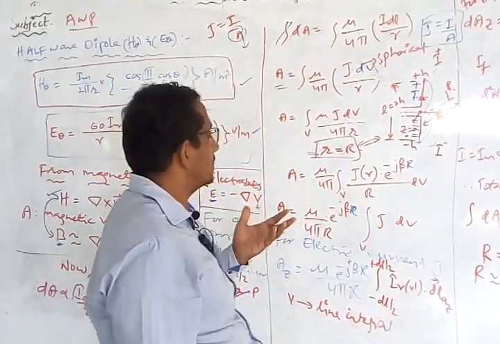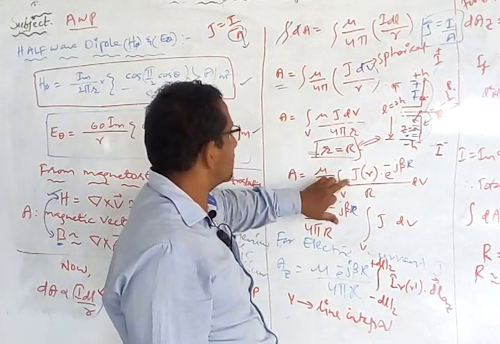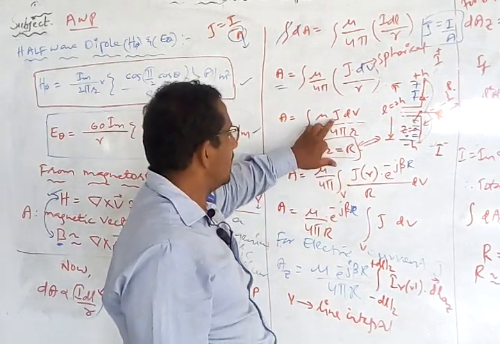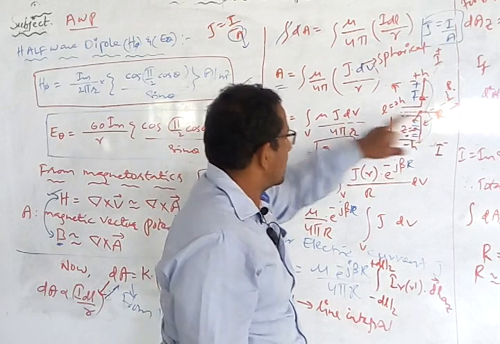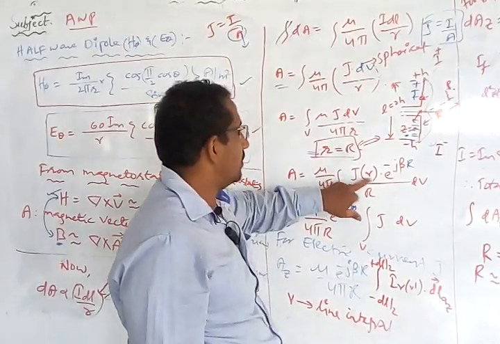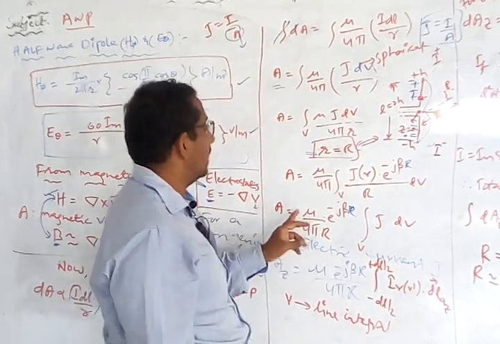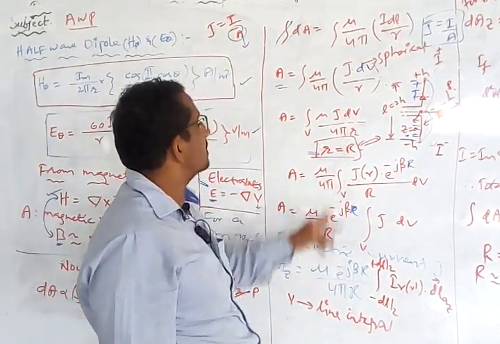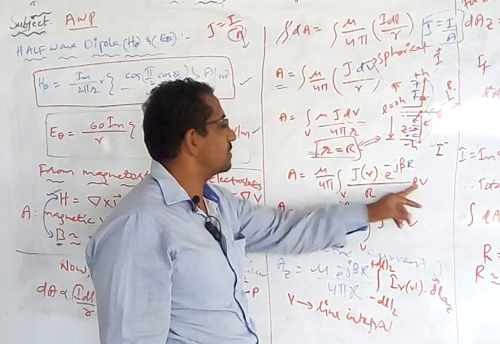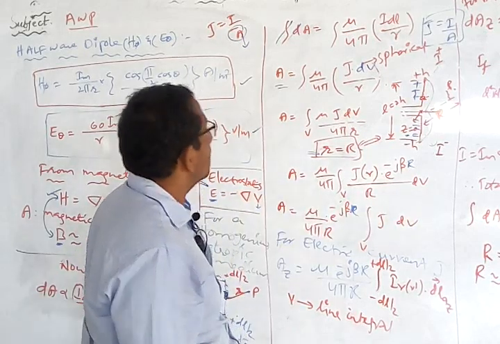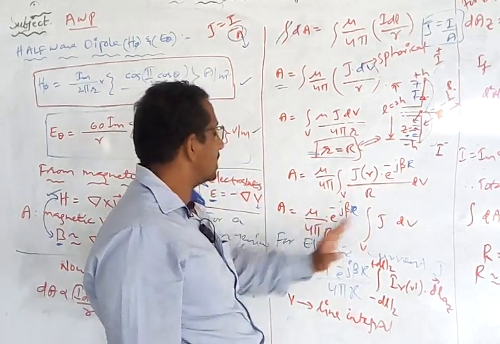So what we do here is simply multiply J, written keeping in view of the r, into e power minus j beta r. So this is what you have written here. Now as far as this integration is concerned, it is integrated with respect to volume. So the rest of the parts are nothing but constants. I will simply take them outside.